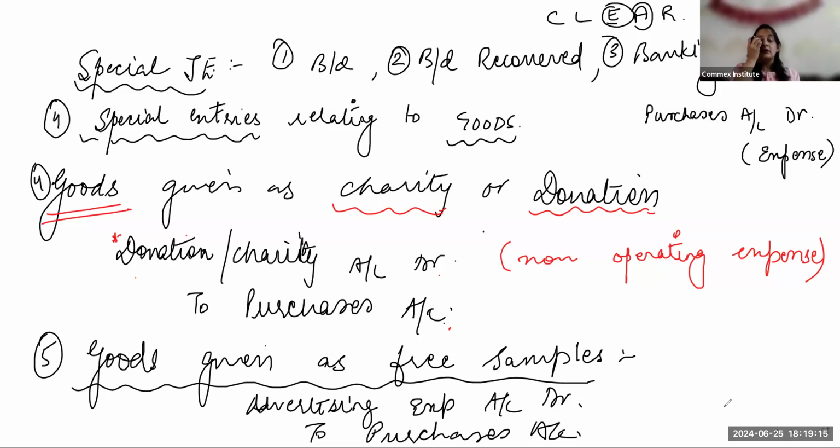So whenever we are talking about, yes. Ma'am, why do we write advertising expenses account? Can't it just be advertising account debited? Yes. Okay, but yeah, the more meaningful name would be advertising expenses. Otherwise, it can be advertising also. It can be marketing expenses. It can be sales promotion expenses account debit to purchases account.